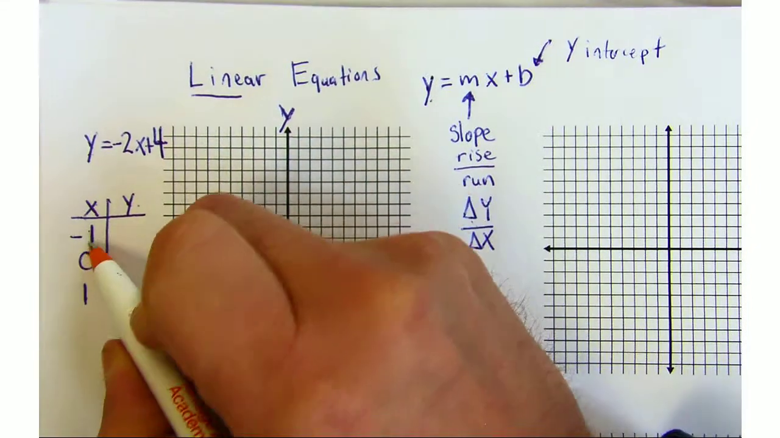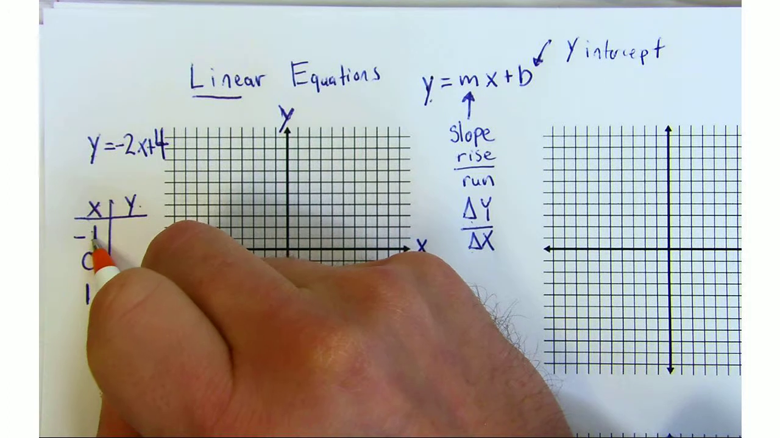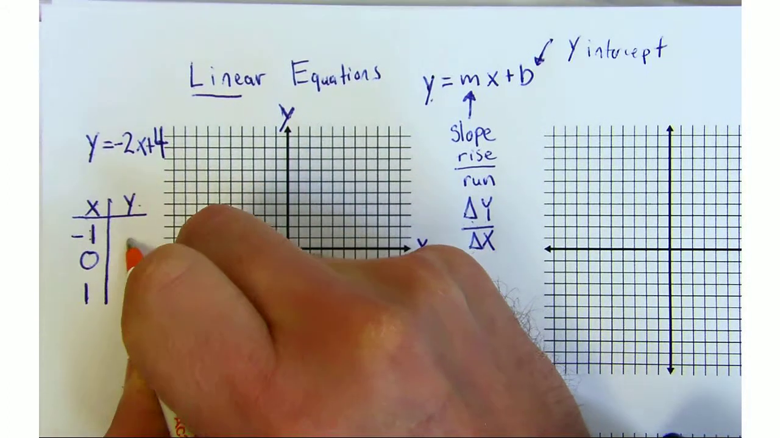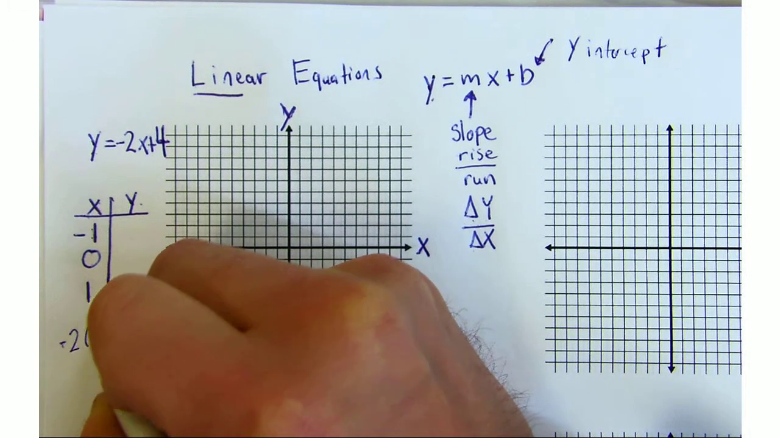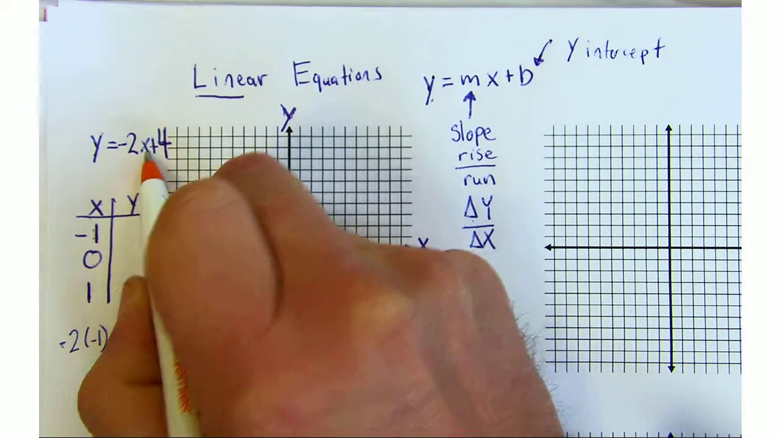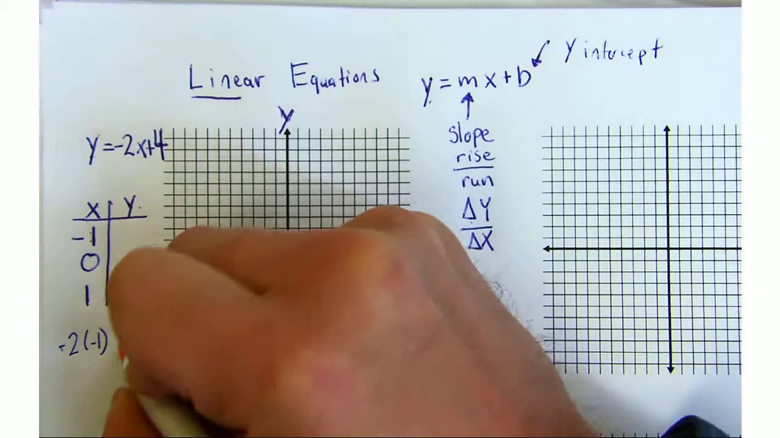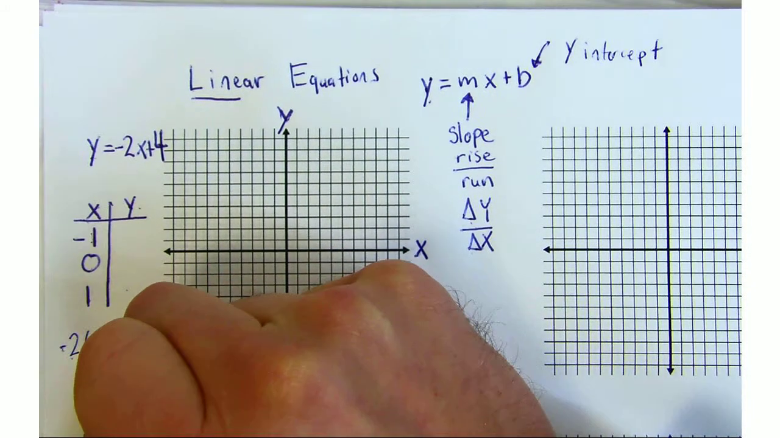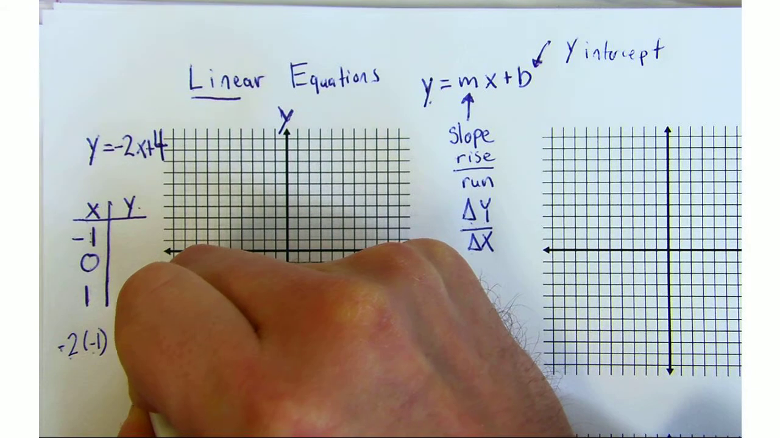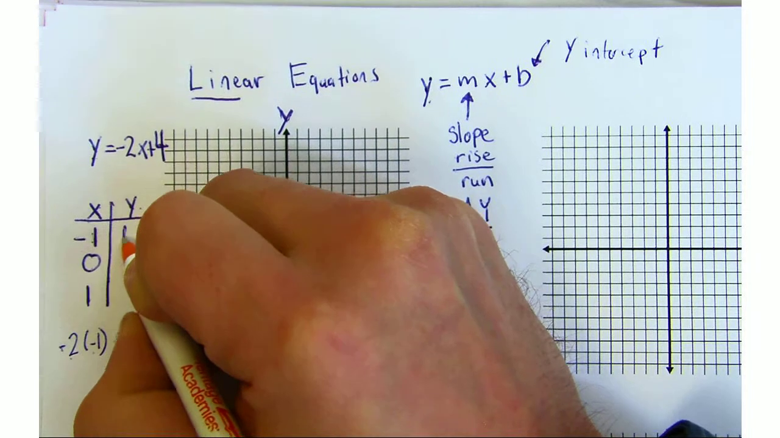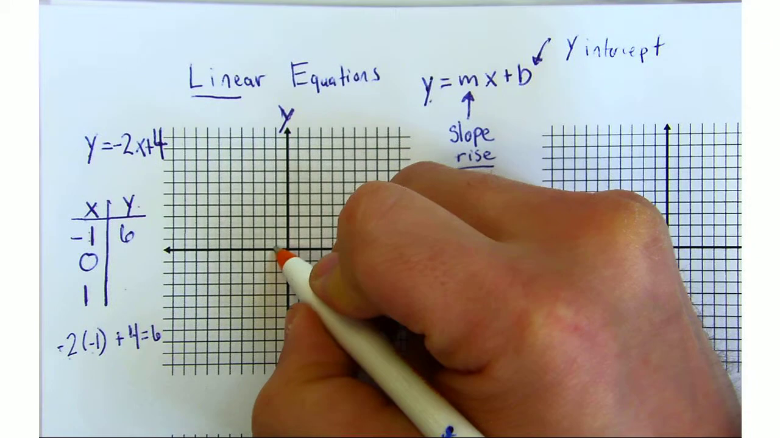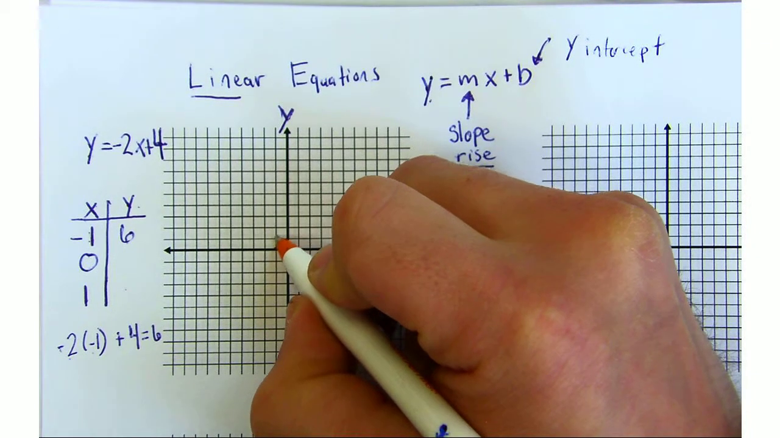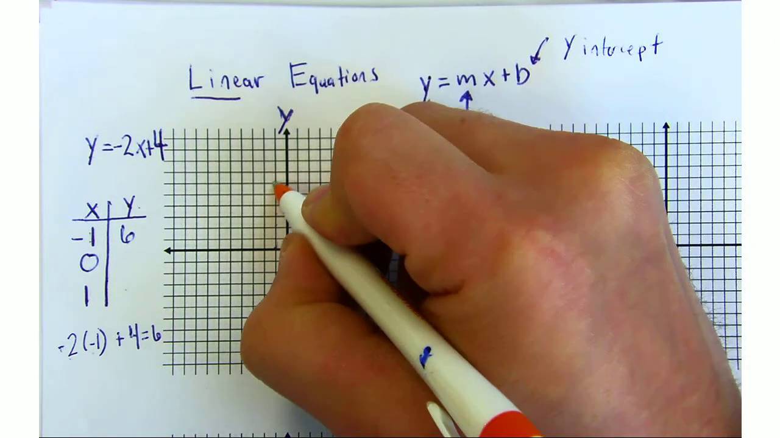Then I simply have to work it out. I'm substituting in these values for x to figure out what y is. For the first one, -2 times -1, that's what x is, plus 4. -2 times -1 is 2, plus 4 makes 6. So the first point of my line is (-1, 6). I go -1 and then up 6: 1, 2, 3, 4, 5, 6. That's going to be right there.